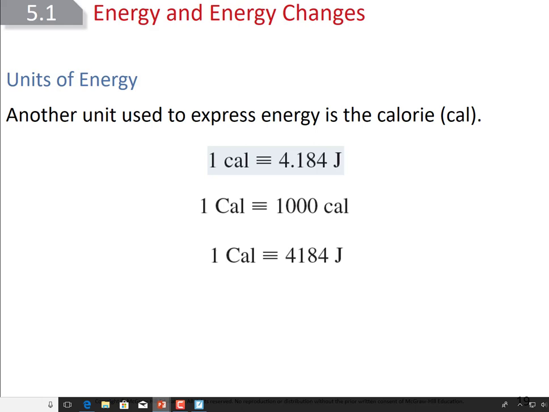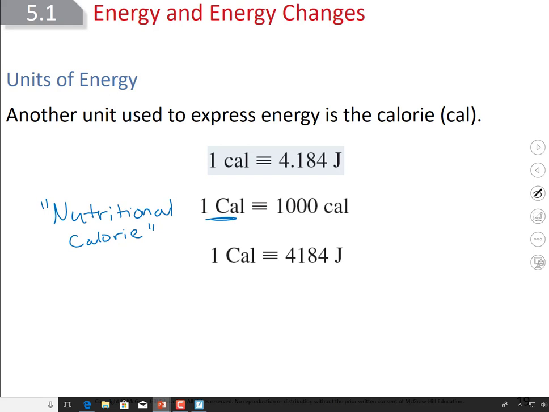But where do we usually hear calories used? Food, right? How many calories are in your food? How many calories did you burn running on the treadmill? That's usually what we're talking about. So those calories are calories with an uppercase C, and they're commonly called nutritional calories. The uppercase C calorie is sometimes called a nutritional calorie, and it is technically a kilocalorie, or 1,000 little calories.